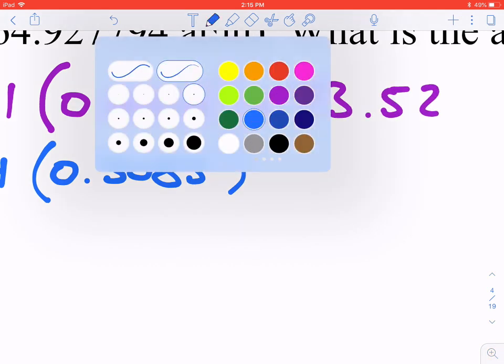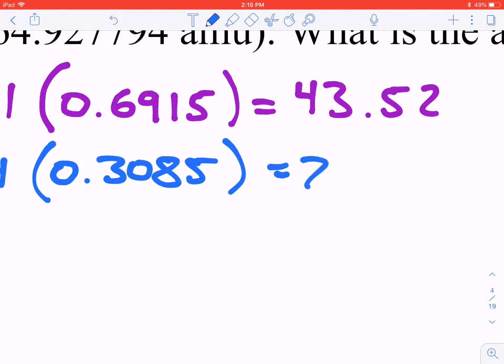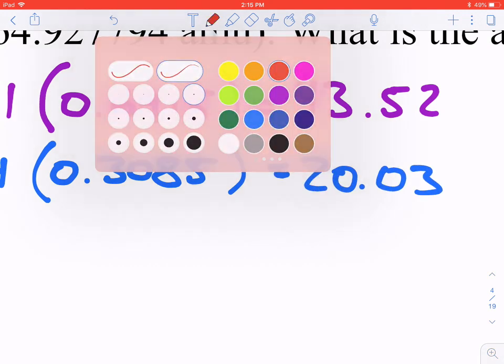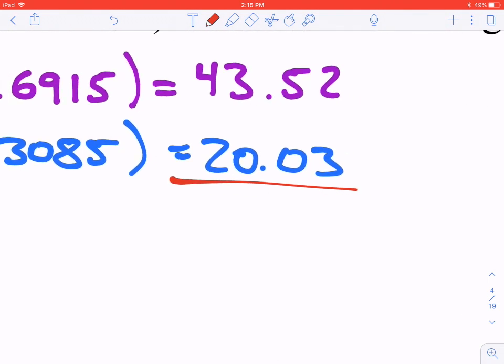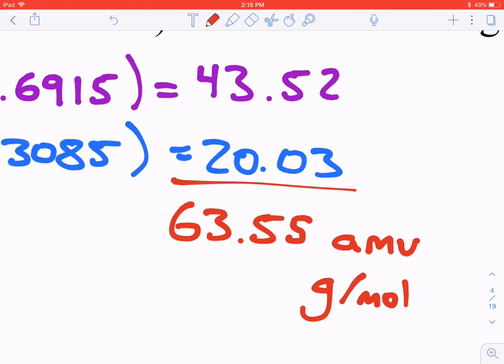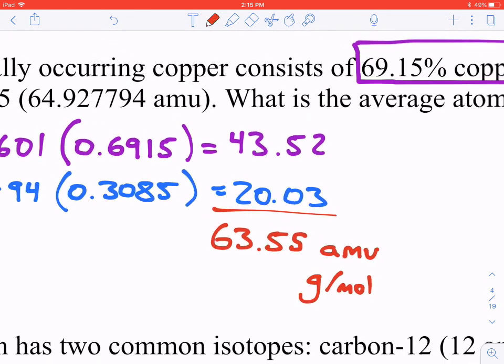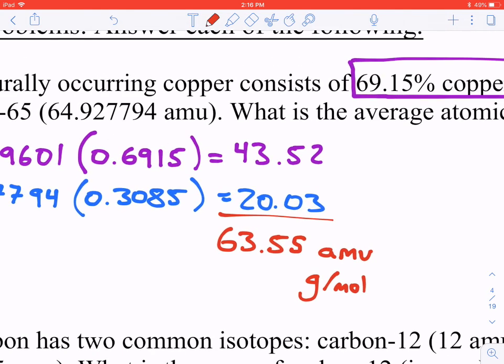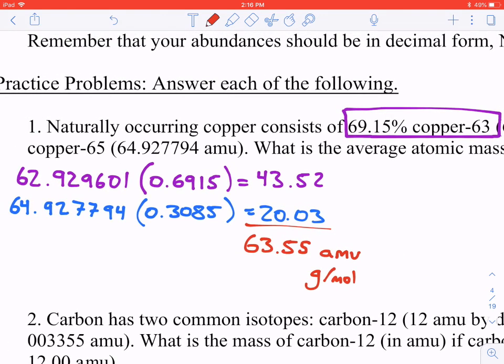The blue one, when you do the math, is going to equal 20.03. Let's add those together, and you will get 63.55. And this has units of AMU, which is atomic mass units, or grams per mole. And if you look at your periodic table and you look at copper, 63.55 should look pretty darn familiar, right? So that is that average atomic mass that's written underneath copper.